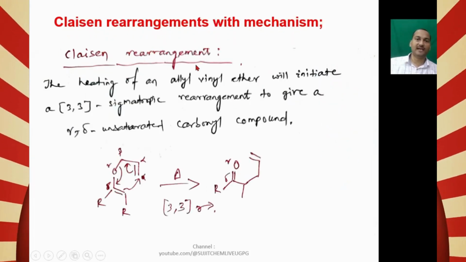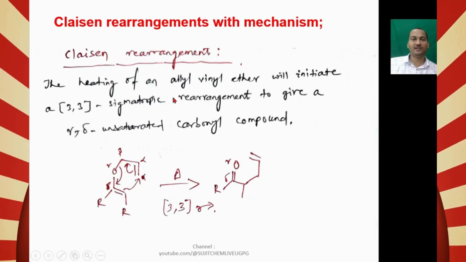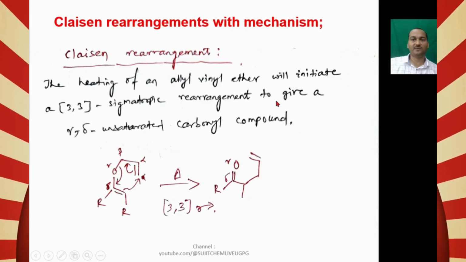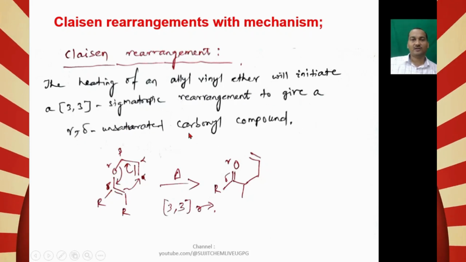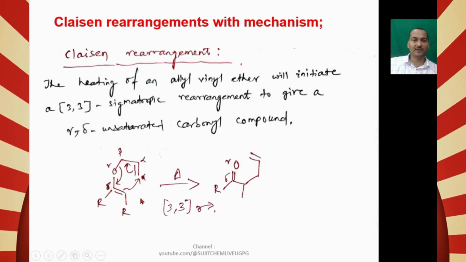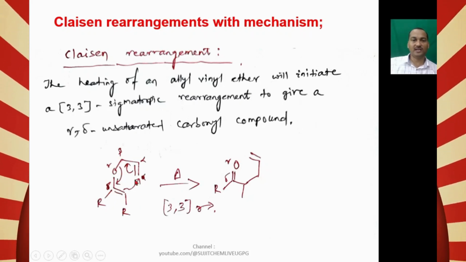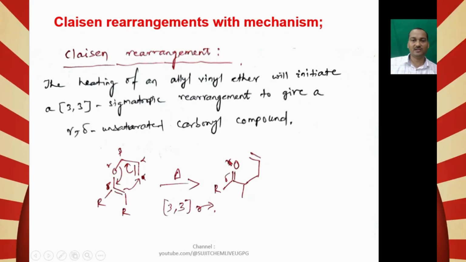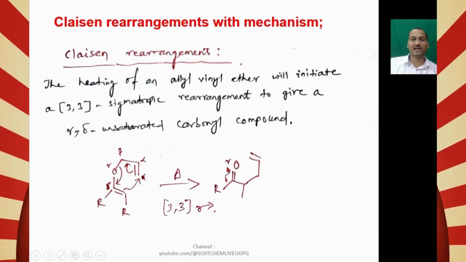The next is Claisen rearrangement. The heating of an allyl vinyl ether will initiate 3,3 sigmatropic rearrangement to give a gamma-delta unsaturated carbonyl compound. Here you can have this allyl vinyl ether, so it will undergo 3,3 sigmatropic rearrangement, giving rise to this gamma-delta ketone or unsaturated carbonyl compound.